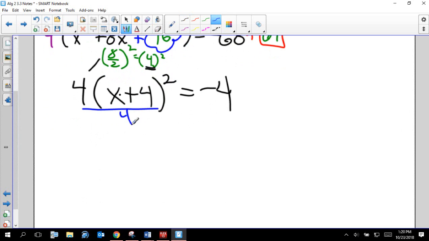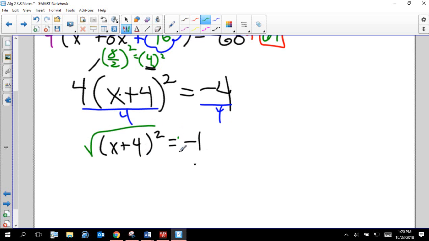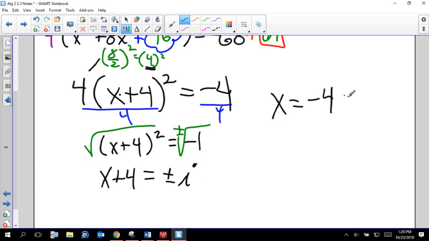I'm going to divide by 4. Square root. Subtract the 4. And then we're trying number 10 or 11 next. Try number 11. If you have questions, I'll walk around. We're trying number 11.